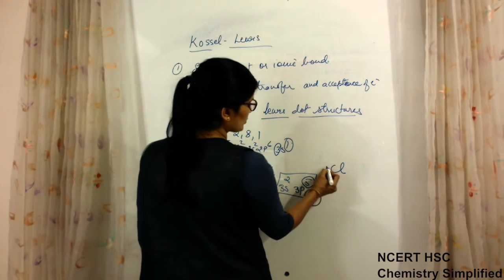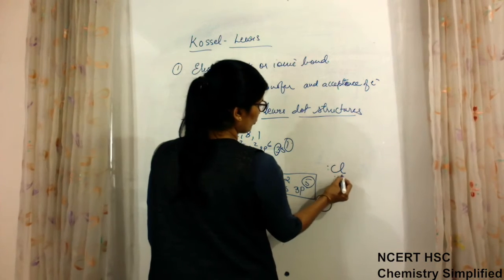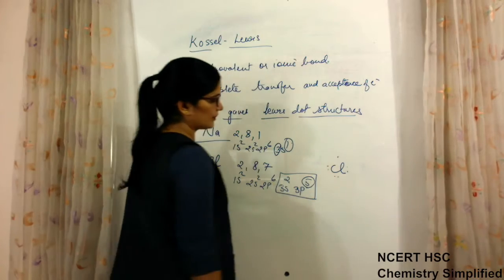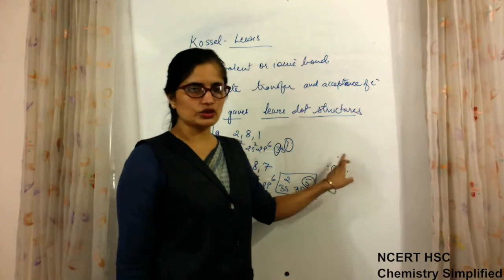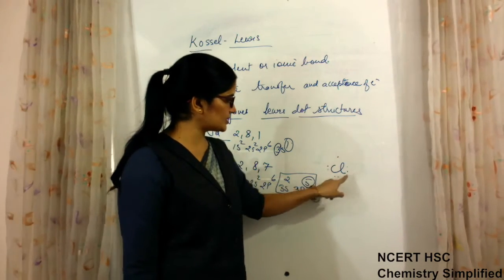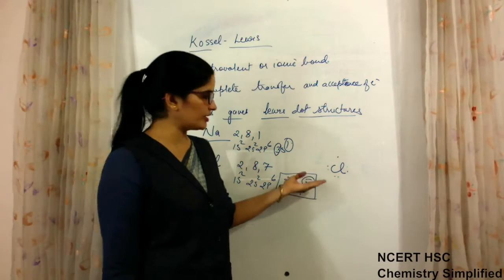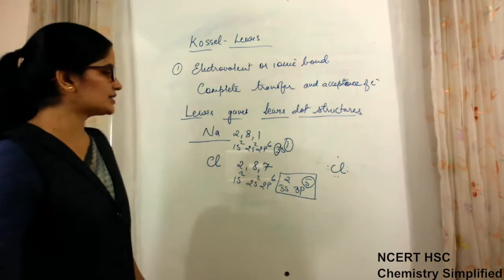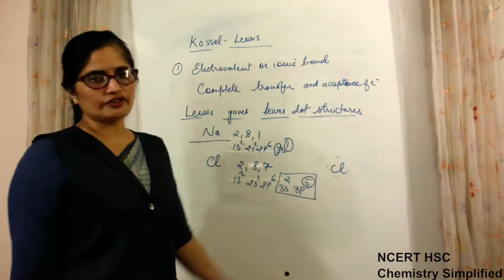Generally we make the electrons in pairs: 1, 2, 3, 4, 5, 6 and 7. This one single electron can be placed on any side, either this side or this side. It is not fixed. Okay, so this is the Lewis structure for chlorine.